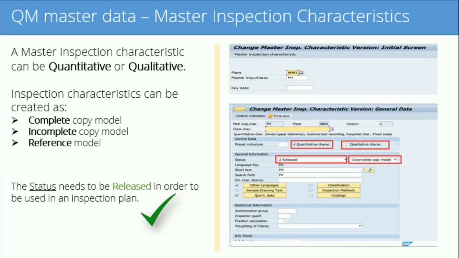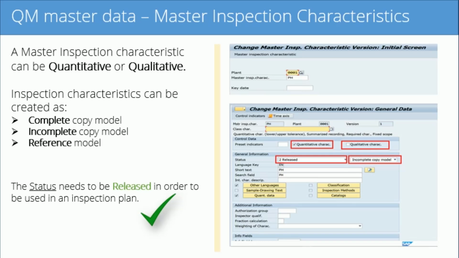Whereas an incomplete copy model is more like a complete copy model. The only difference is that the incomplete copy model, when inserted into an inspection plan, requires some data maintenance within the inspection plan. For example, specification ranges may be missing in an incomplete copy model. An incomplete copy model might be useful in cases where you have the same MIC used in multiple inspection plans, or in business parlance, if the same test is performed across material categories, then we might have different specification ranges which we need to take into consideration.